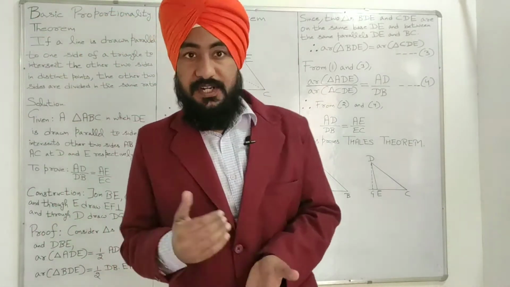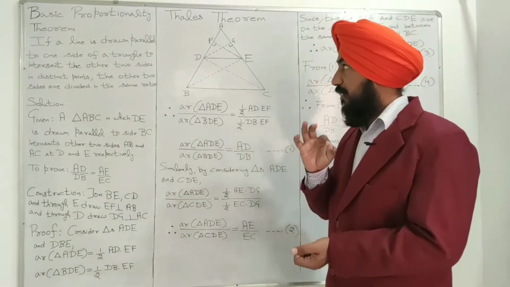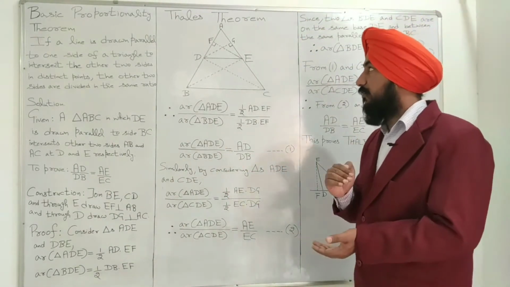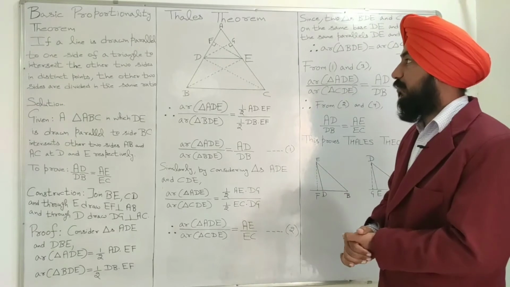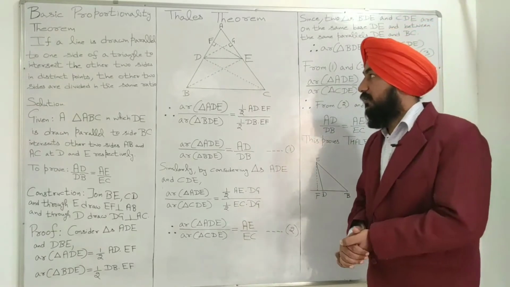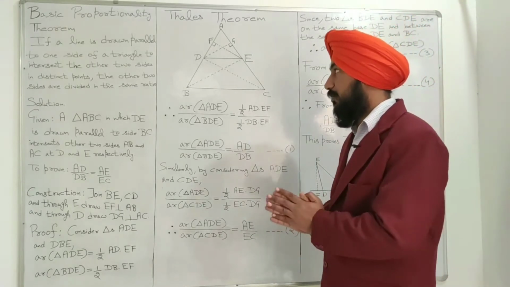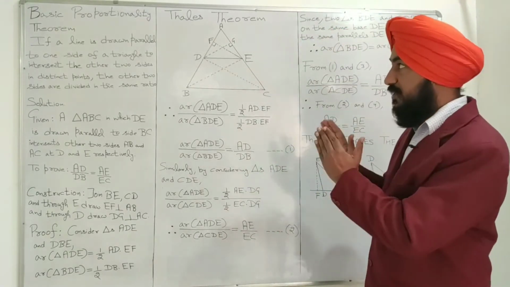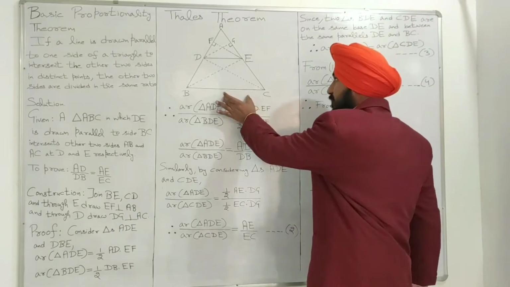So in this theorem, what is the statement? The statement of this theorem is, if a line is drawn parallel to one side of a triangle to intersect the other two sides in distinct points, the other two sides are divided in the same ratio. Now understand this statement using this figure.